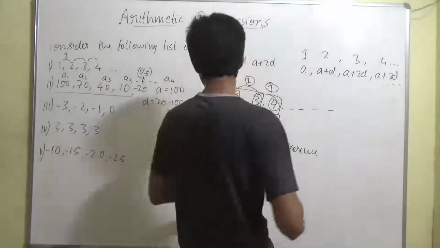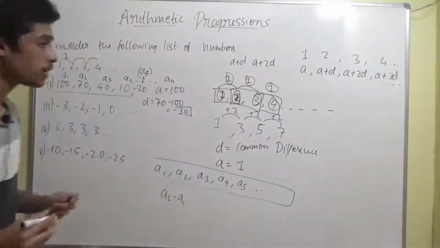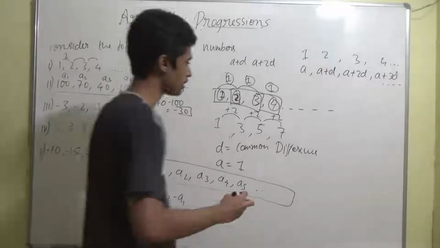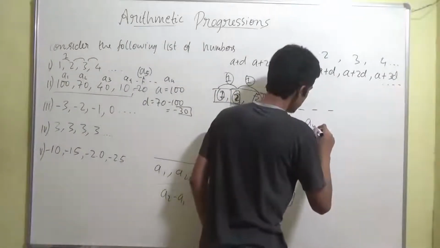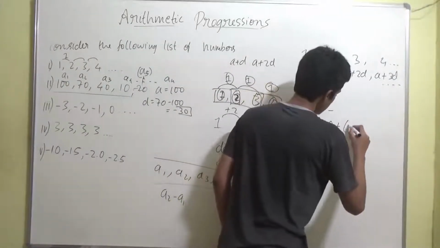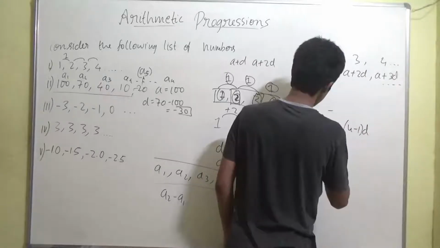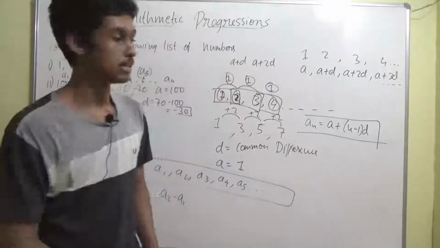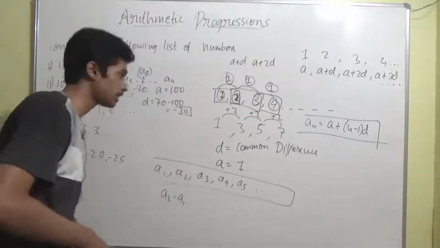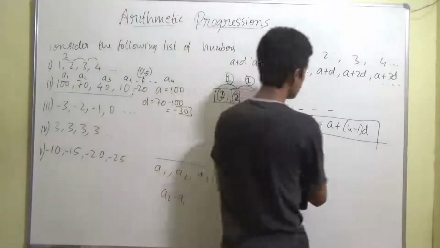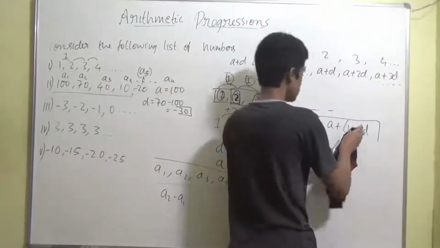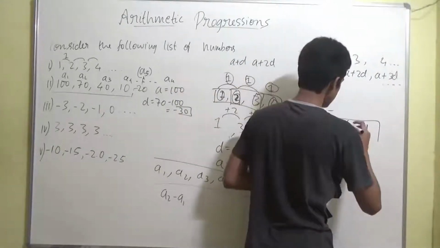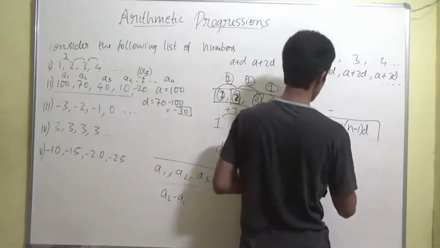Getting it? That formula is very important, guys. I am telling you again, it's very important. That formula is A of nth equal to A plus n minus 1 into D. This is the most important formula of this chapter, guys. Trust me, not just in this chapter, but in all your future chapters, it's going to be the most important. That is A plus n minus 1 into D.